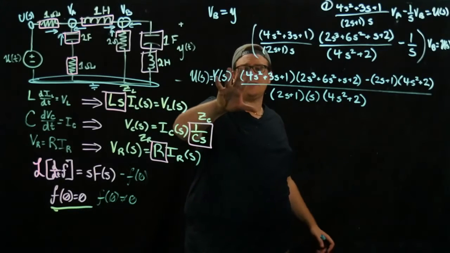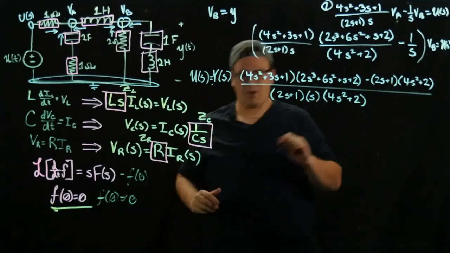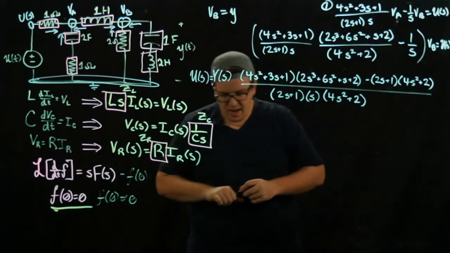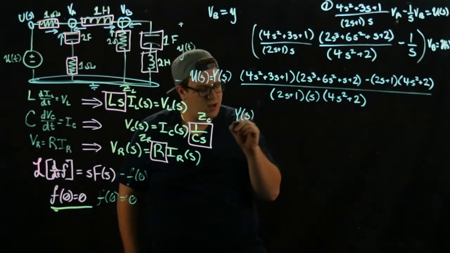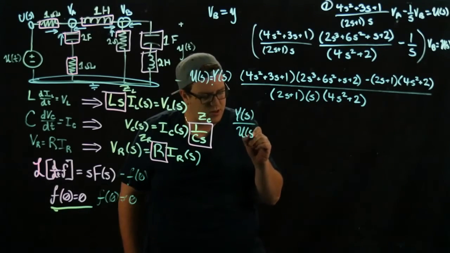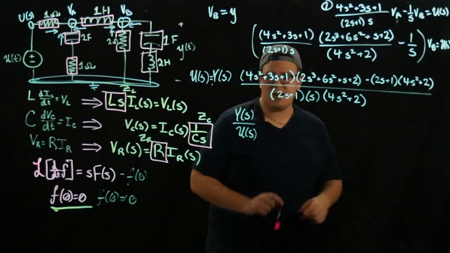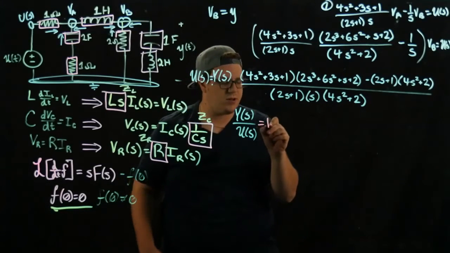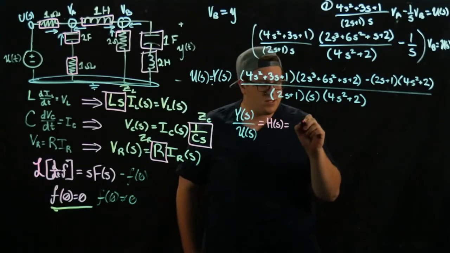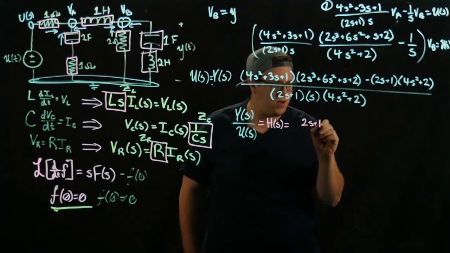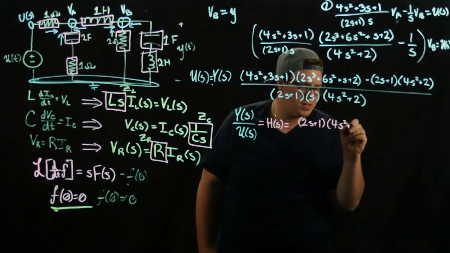And so what you can see here is we have exactly what we were looking for, our input related to our output by a multiplier. And so finally, we know that our transfer function is actually the output divided by the input. So we need to have the reciprocal of this as our transfer function. So this is going to equal our transfer function, which we call H of s. And if we do this, we end up with (2s + 1) times (4s² + 2).